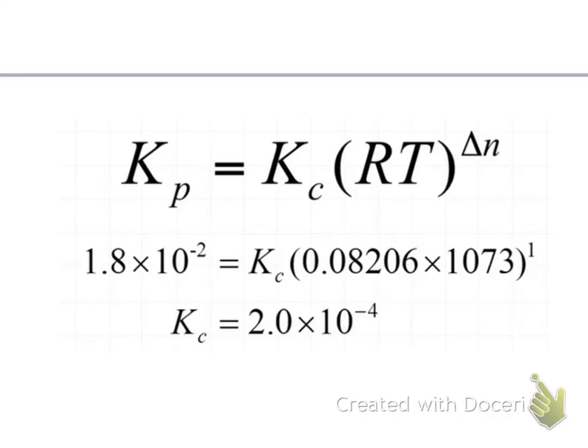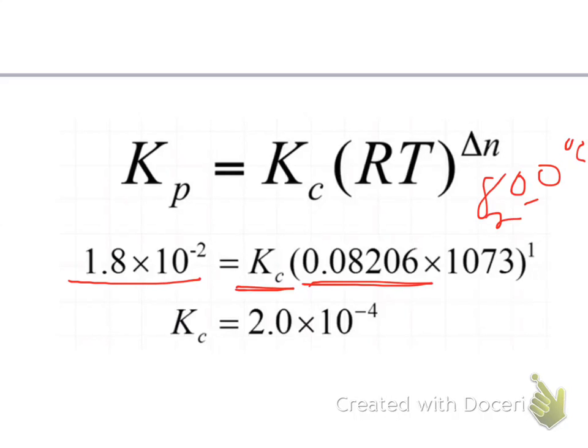Okay, so let's take a look at how we would do that. We were given the Kp of 1.8 times 10 to the minus 2, and we're trying to calculate Kc. Our R is 0.08206. We have to change our 800 degrees Celsius to Kelvin by adding 273, and when we do that, we get 1073. In order to solve for Kc, I'm going to divide 1.8 times 10 to the minus 2 by the product of this, and when I do that, I get Kc, to 2 sig figs, of 2.0 times 10 to the minus 4. Okay, we're going to stop there.